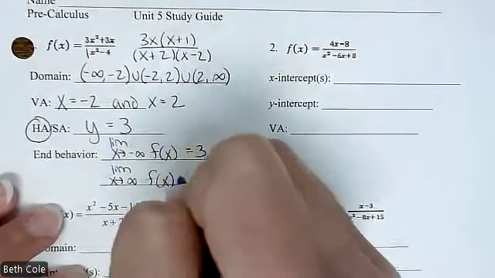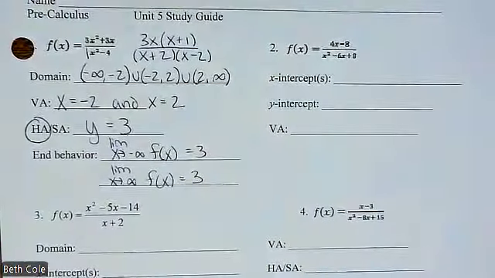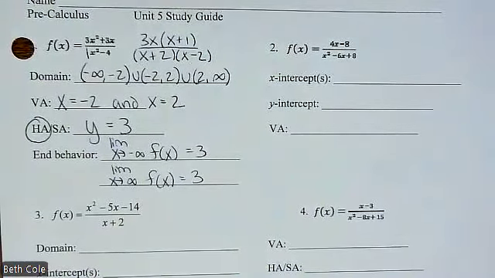Which one is when the numerator is bigger? That's the slant. Oh, and if the denominator is bigger then it's 0. Good, perfect.